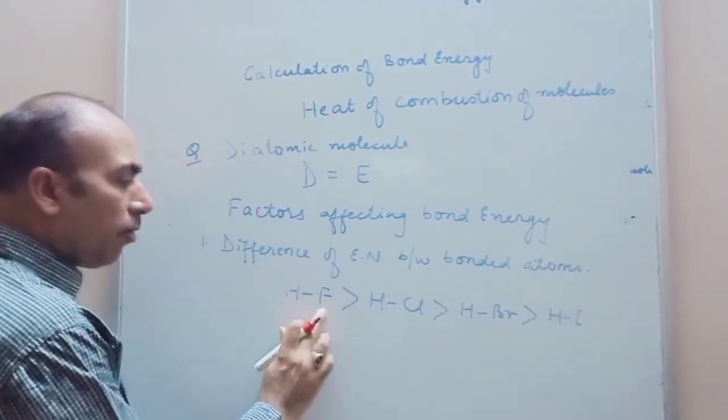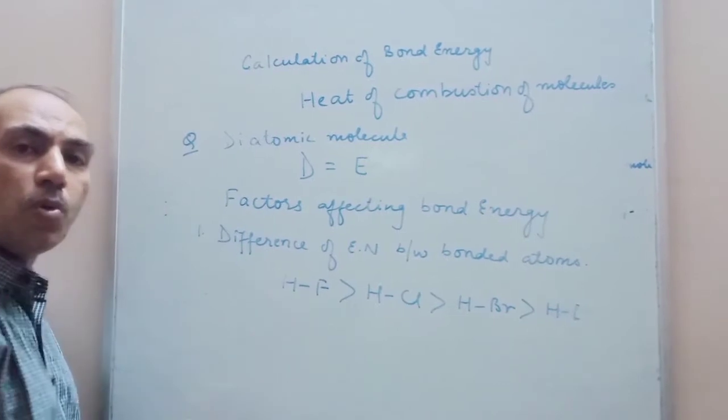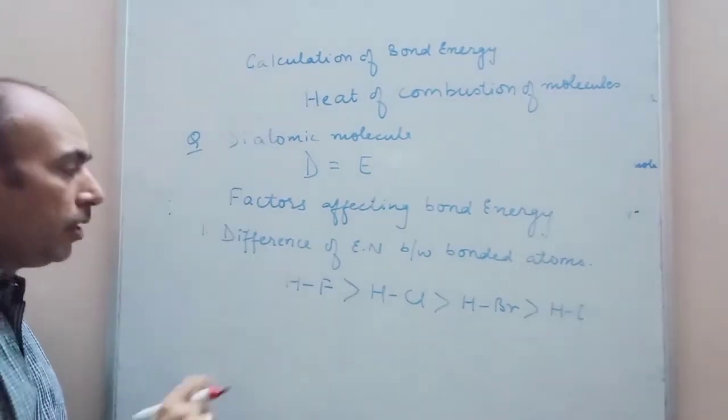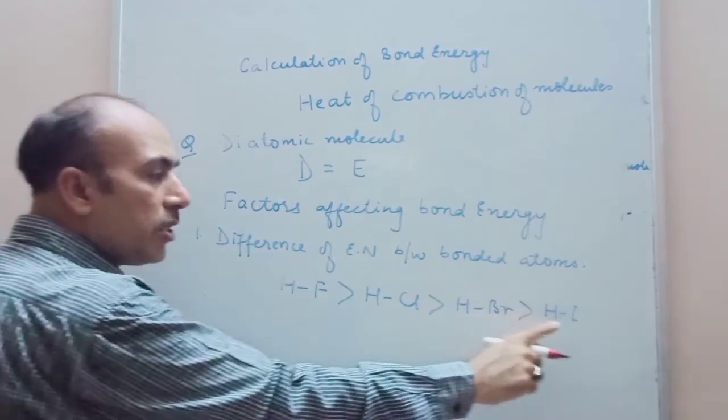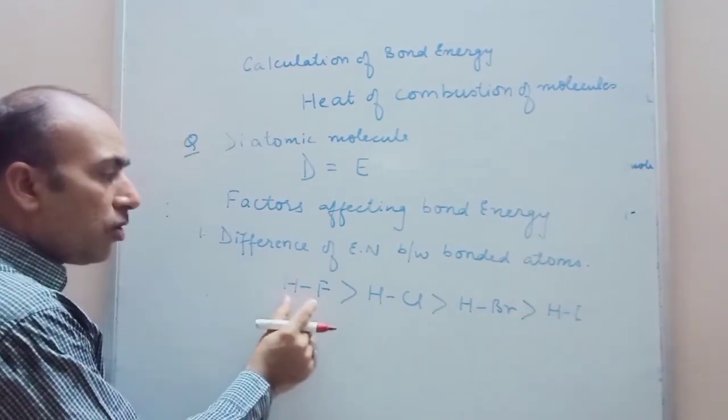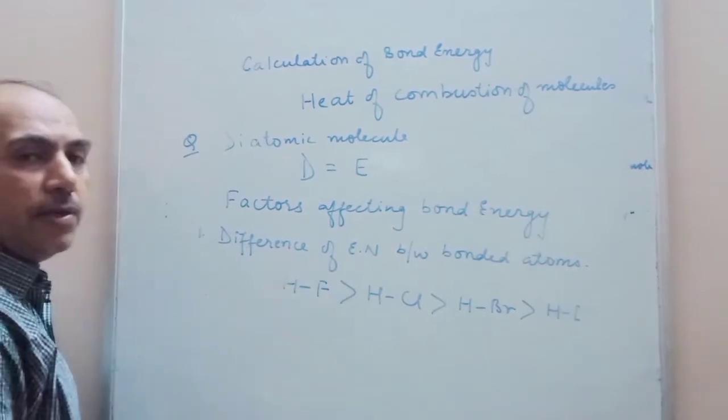The difference of electronegativity, because you know that fluorine is the most electronegative element of the periodic table, the difference of electronegativity is highest in case of HF and lowest in case of HI. More is the difference of electronegativity, more is the bond energy.